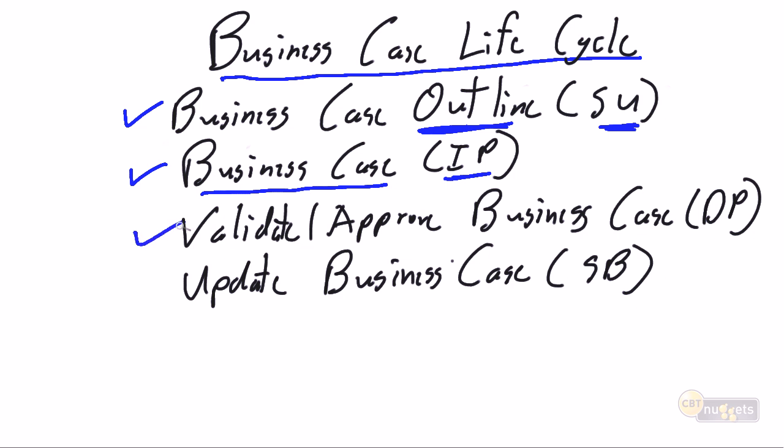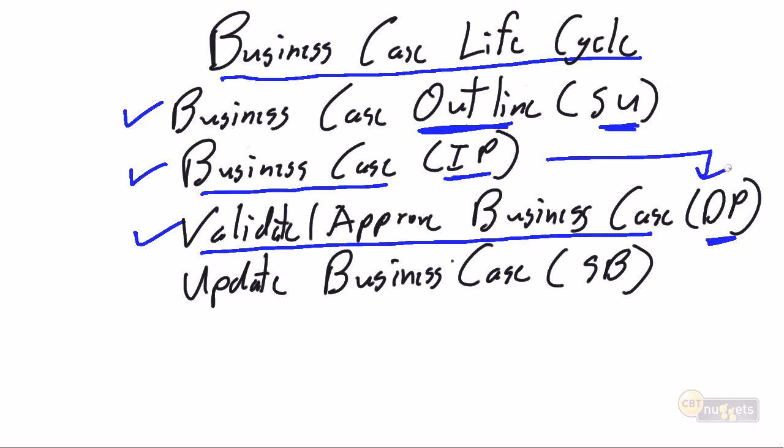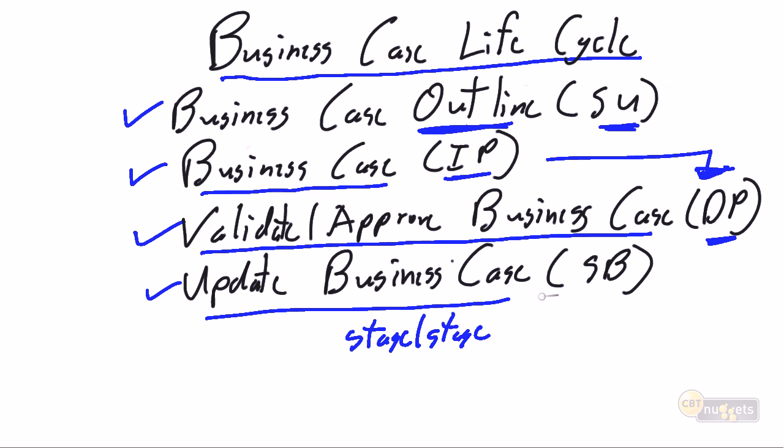We go stage by stage, and we're going to approve and validate and reapprove the business case in that formal initiation in DP, directing the project. This is where senior management takes the business case from IP and says, yes, this makes 100% sense. And then during delivery, we're going to update the business case on a stage-by-stage basis. And at the stage boundary, so at managing a stage boundary, SB, we're going to revalidate the business case perpetually. The business case lives throughout the entire life cycle.